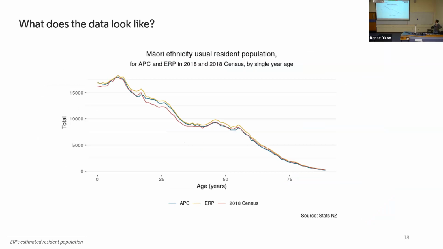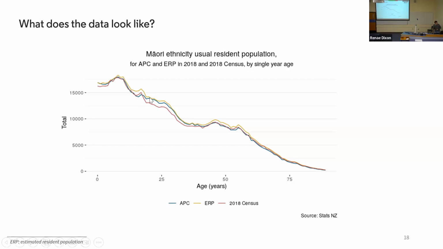So here is only the Māori ethnicity usual resident population, comparing the counts in 2018 from the APC with the 2018 census counts, and with the adjusted estimated resident population, the yellow line, which adjusts using the post-enumeration survey for undercoverage in the census. There are obviously some differences here, but overall, I think it's quite reassuring how close these patterns really are. So it's safe to say that all of these measure the same concept. Having said that, there are some fine distinctions.